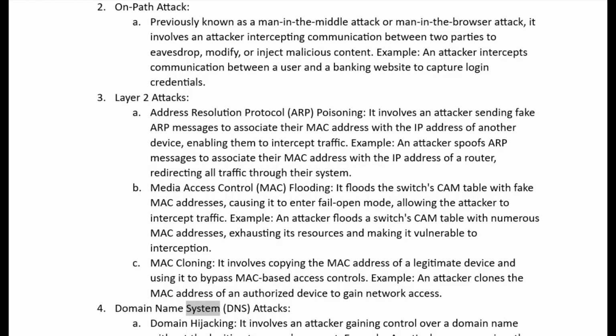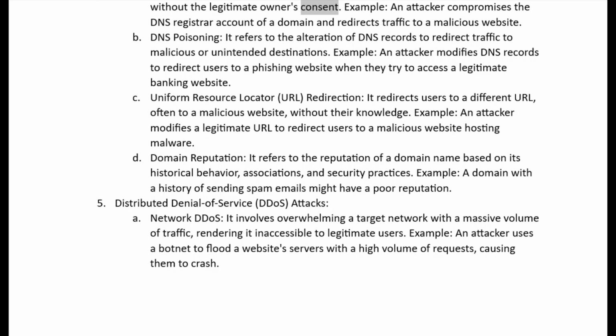Domain Name System (DNS) attacks. Domain hijacking. It involves an attacker gaining control over a domain name without the legitimate owner's consent. Example: an attacker compromises the DNS registrar account of a domain and redirects traffic to a malicious website.